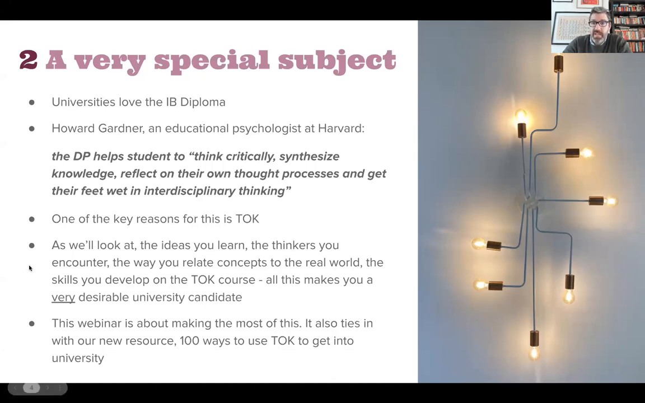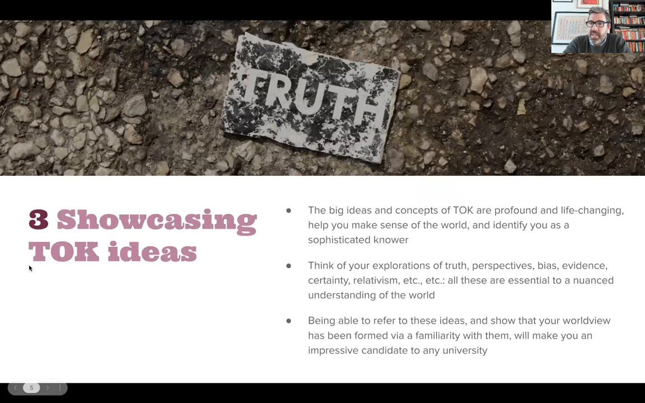Okay, so let's begin by thinking about TOK ideas. Now, I'm absolutely genuine when I say that I think TOK is life-changing. I think the ideas are life-changing. And I say that because it's changed my life. I've come across ideas, I've learned about ideas, I've explored ideas that have completely changed the way I look at the world. And I think that's one of the beautiful aspects of TOK.